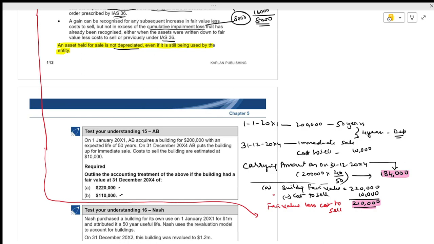184. Is it right? It means we have to take this one. As per this condition, the building will continue at the lower of the carrying amount and the fair value less cost to sell. Is it right? The building will continue to be valued at how much? 184, based on this condition.